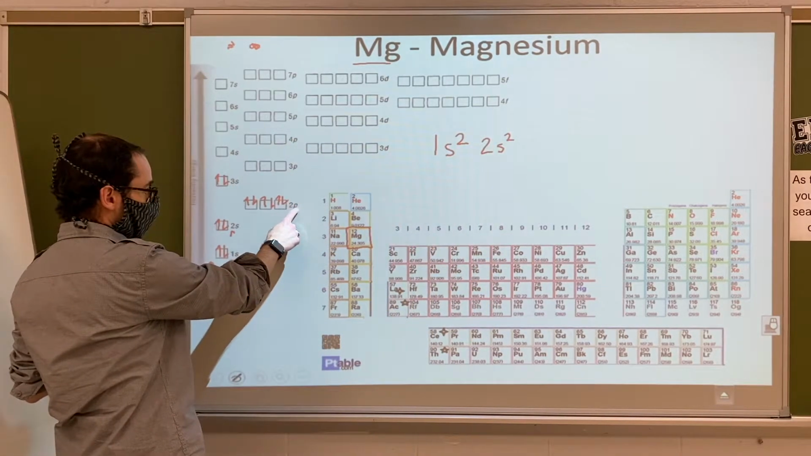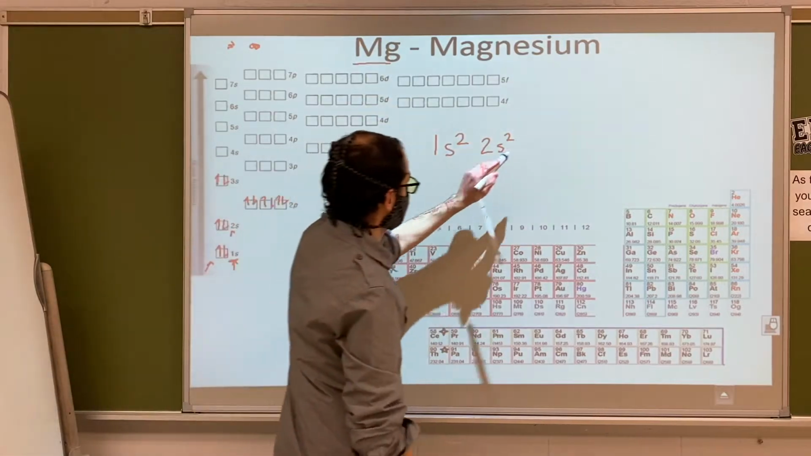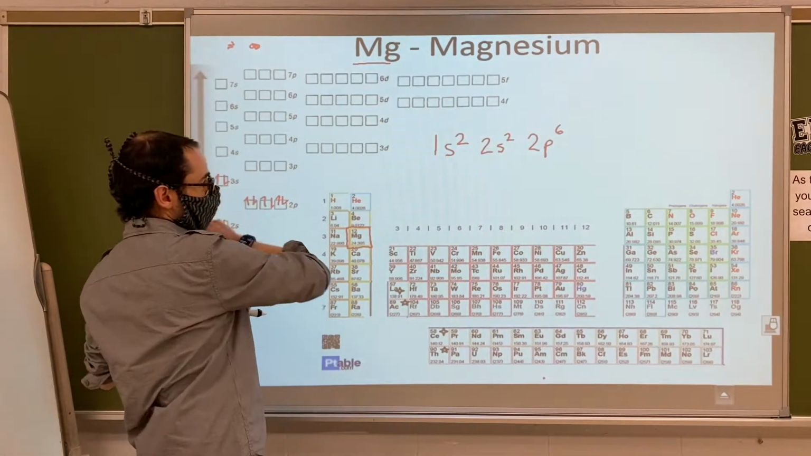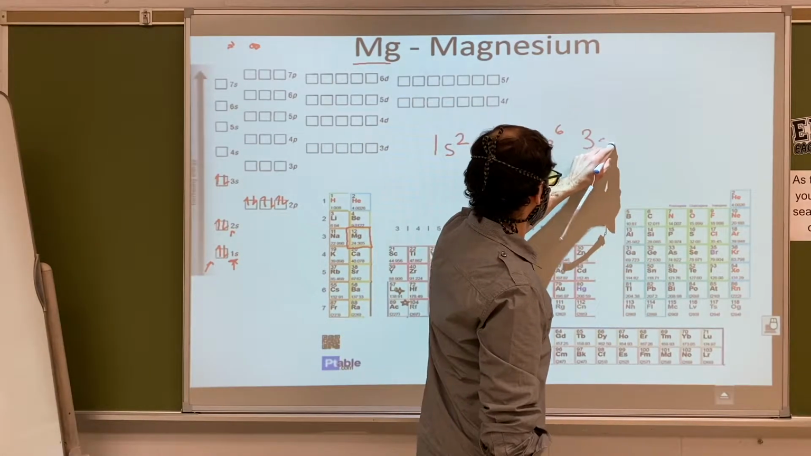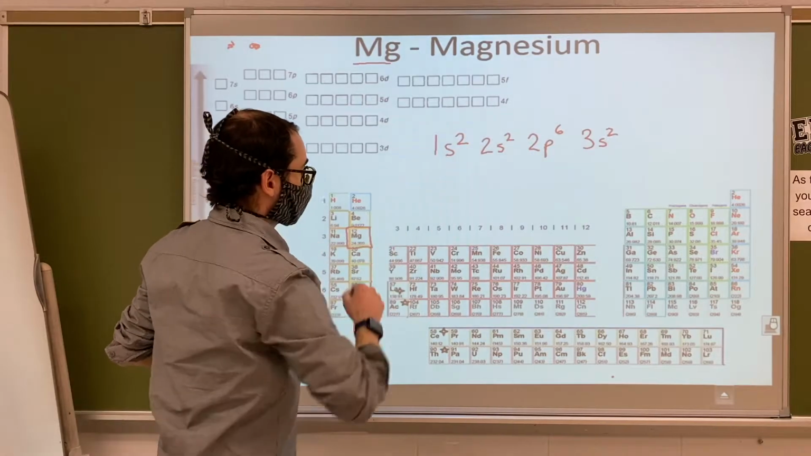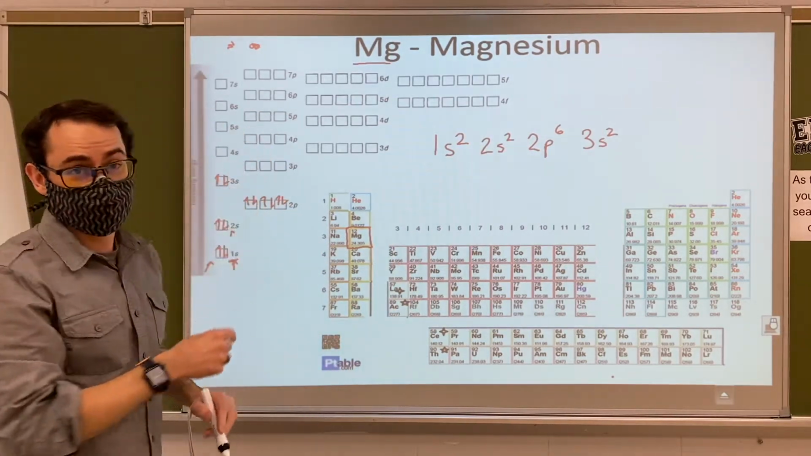The next one is 2p, and there are 6 arrows. And then 3s2. This is the electron configuration for magnesium.